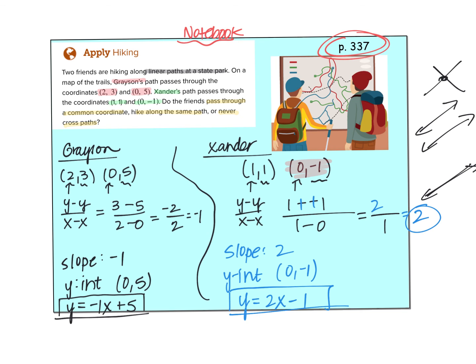So now to see if they're going to cross or if they're going to be on the same path, I'm going to compare their slopes and y-intercepts. If I look at their slopes, they are different. If I look at their y-intercepts, they are different. If both are different, you should know they're just going to cross once. So their paths will cross one time, or just once, you can write.